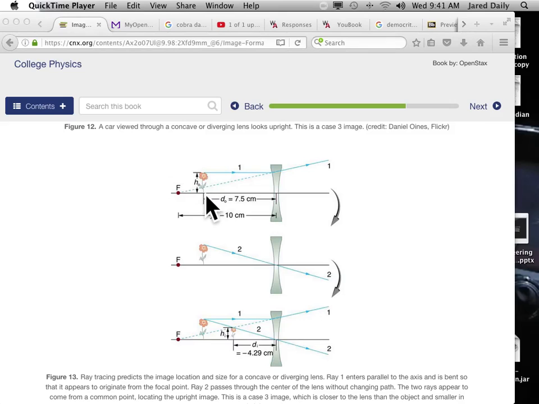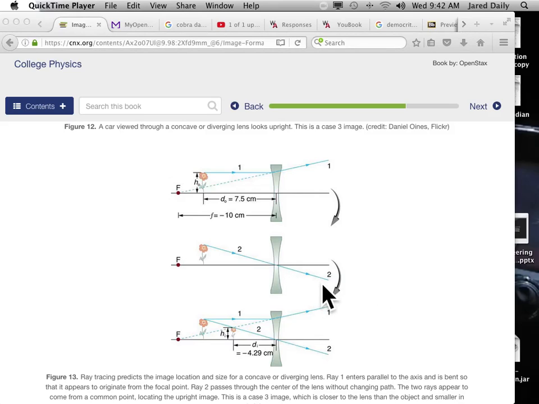To do the ray tracing for this, we are going to take parallel light that comes in from the flower and hits this lens. But instead of focusing down, it's going to defocus up, and that defocused light is going to back trace to the focal point here. So this is the refracted ray that is negatively refracted. And then we have the second ray that goes straight through, just like that.